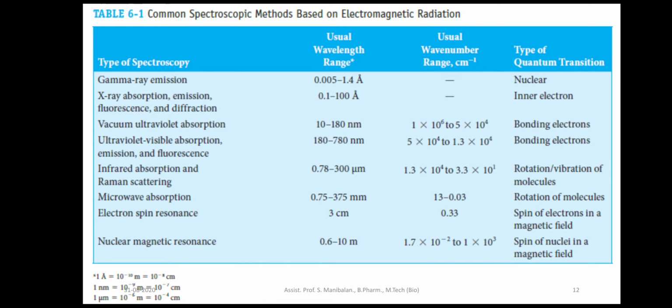Still we are using that, that is nuclear magnetic resonance. The spin of the electrons in a magnetic field is the principle, and here you can see that the wavelength is increasing by nanometer, micrometer, then millimeter. So don't forget that if you are using a UV-visible spectrophotometer, the wavelength will be in nanometers. When you come to IR, it is in micrometers, and microwave absorption is definitely in millimeters.